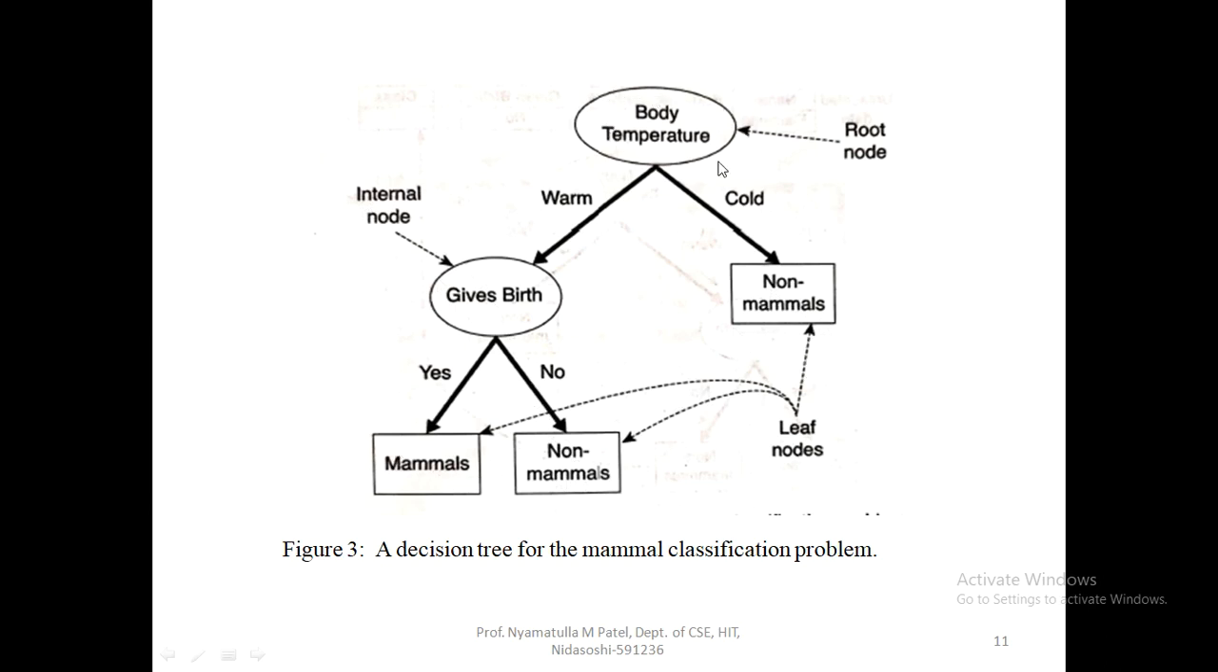So here body temperature is the root node. This is exactly where the decision takes place. And next, another test condition, that is the internal node.